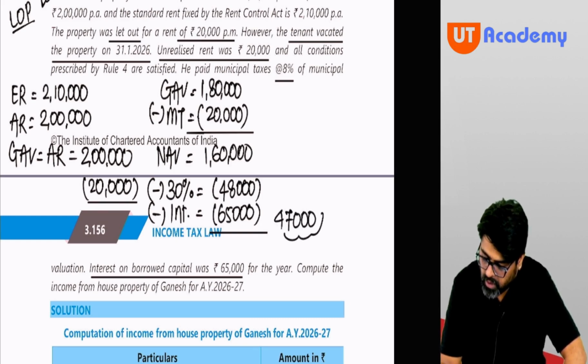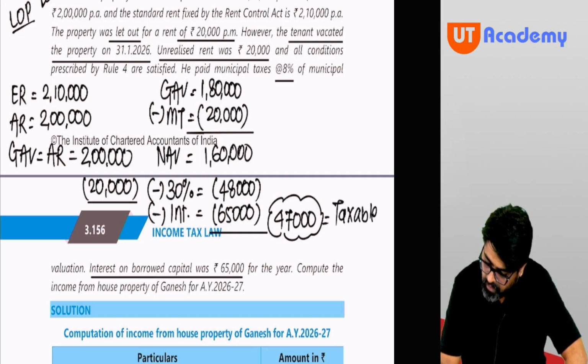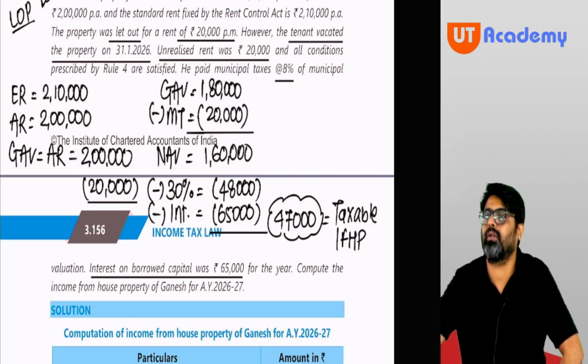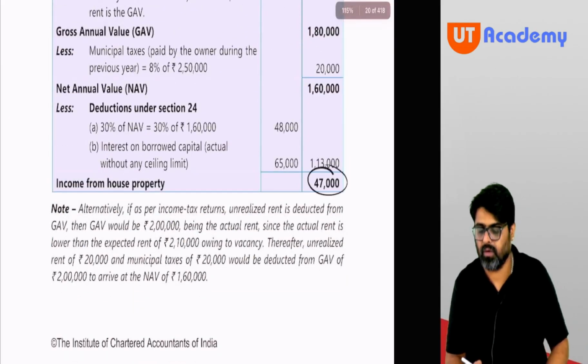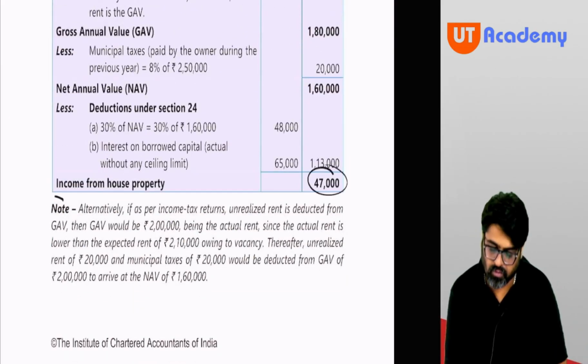47,000, positive amount or negative amount? Can I say this is the taxable income under the head house property? From this property, what is the final taxable income? 47,000. Please check the answer. 47,000, yes or no? Now, what is this note all about?